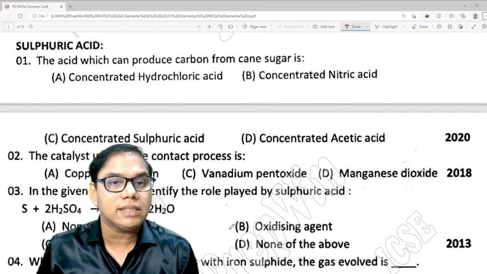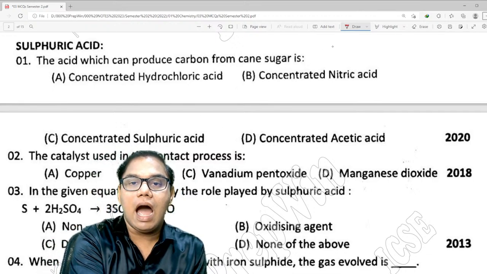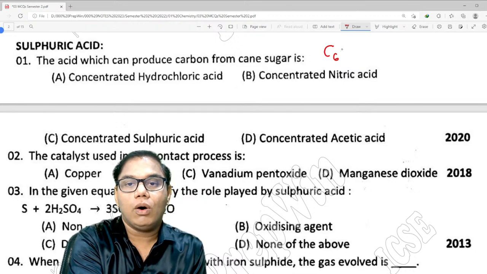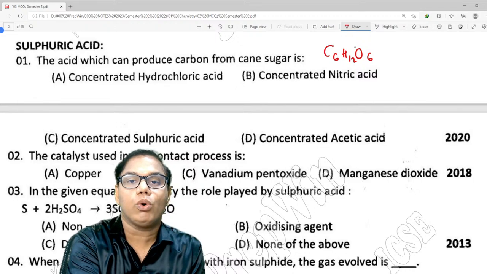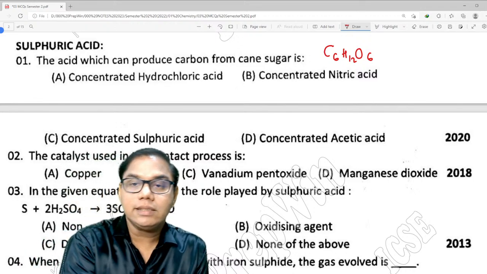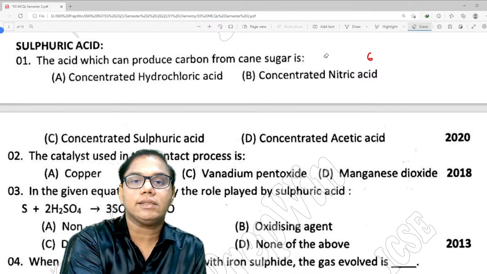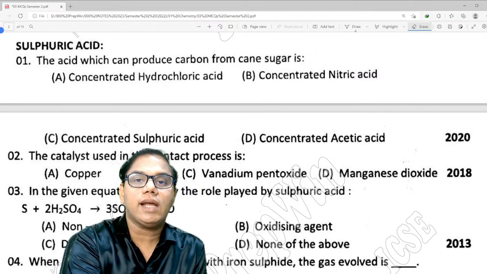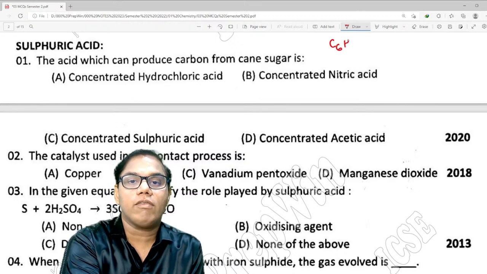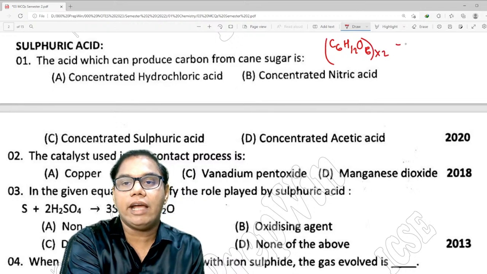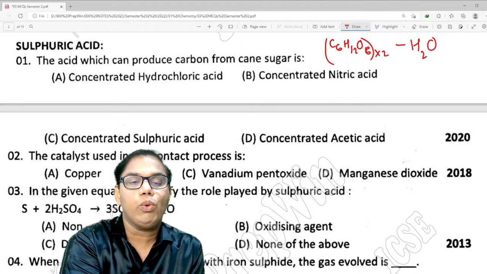So what is the answer? Cane sugar. There I took glucose. C6H12O6 is sugar or glucose. What is the formula for cane sugar? If you remember, well and good. Take C6H12O6, multiply by 2, and minus H2O. You will get cane sugar.